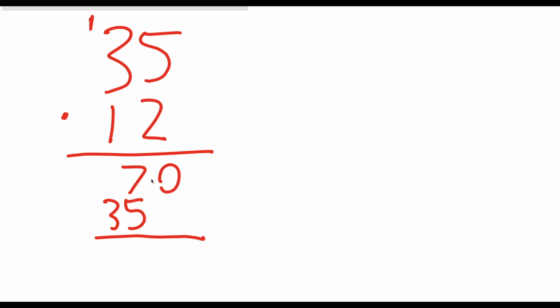So now we just kind of add it up. So we have a 0. It stays. 7 plus 5, we get 12. So we put a 2. But we put the 1 on top. 1 plus 3 is 4, so we get 420. So 35 times 12 is 420.